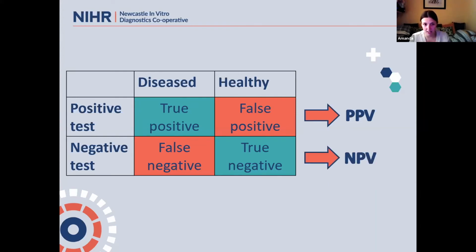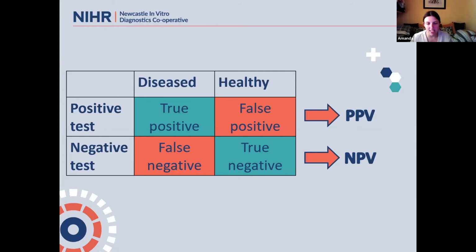And then the negative predictive value is the negative test row. So taking into account the false negatives and the true negatives, if the test is negative, how likely is it that the patient really doesn't have the disease? And we call these positive predictive values and negative predictive values.